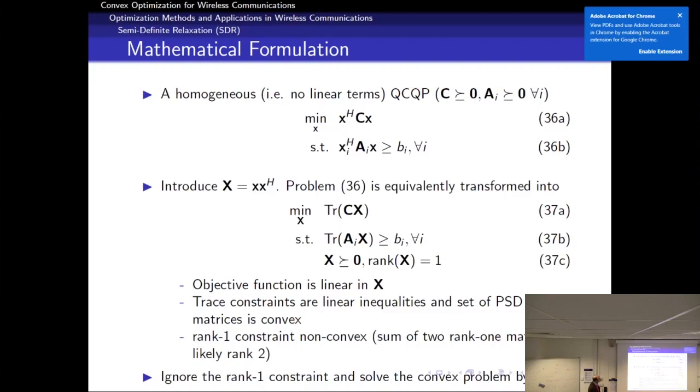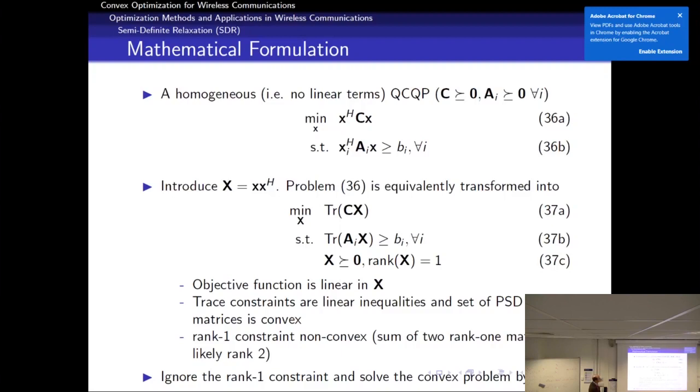where I have my C here is semi-positive definite. The AI is semi-definite positive. Actually, here the I here should be removed. It's just X Hermitian. So AI is semi-definite positive and C is semi-definite positive. Right?